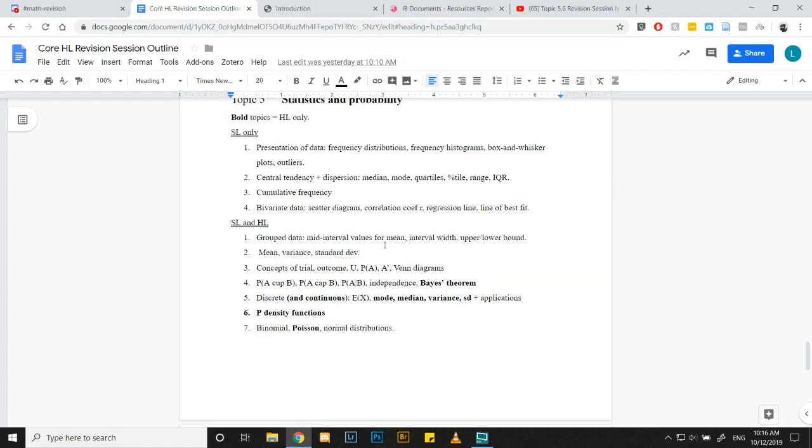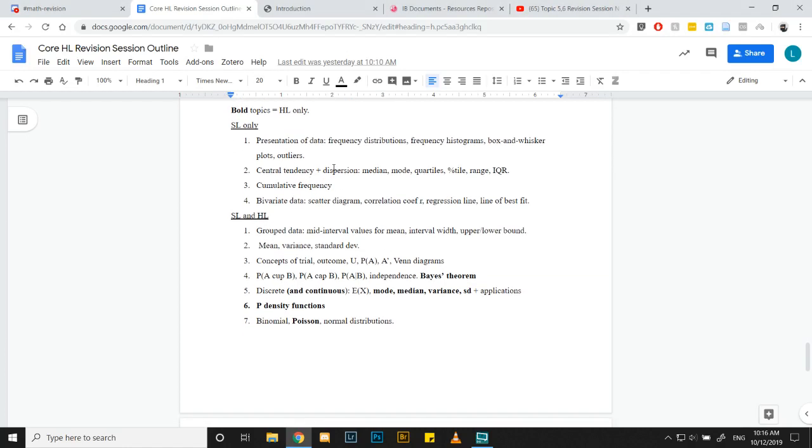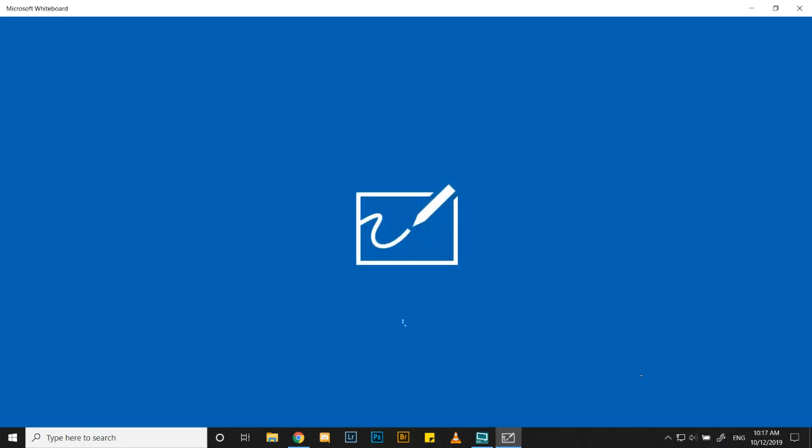Then we have central tendency and dispersion. Median, mode, quartiles, quartile range, IQR, percentile. I've looked at quartiles before, which is 25%, 25%, how they're spaced out, but using the interquartile range. And now we have central tendency and dispersion. There are different tendencies of certain graphs, which is sometimes important.